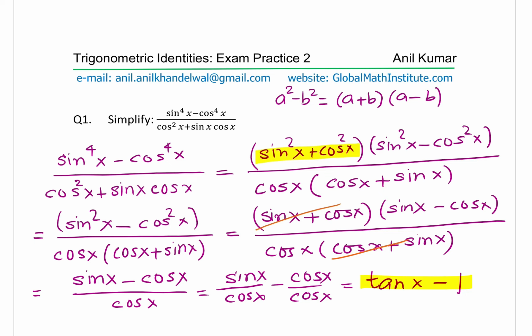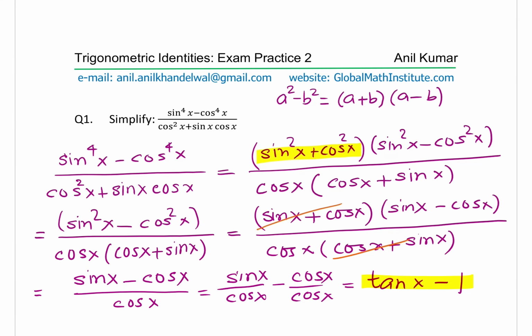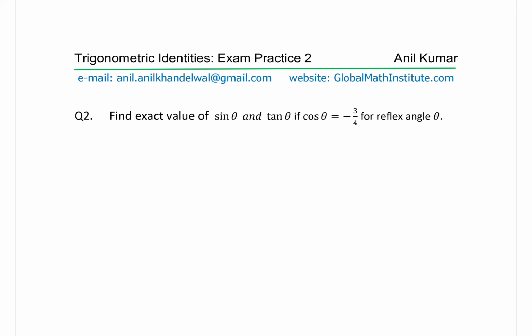Perfect. Let's move on and take up the next examination style question. The question here is, find the exact value of sine theta and tan theta if cos theta is minus 3 by 4 for a reflex angle theta.